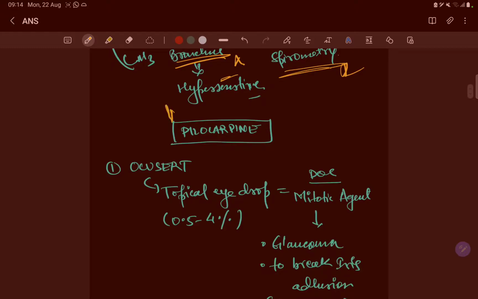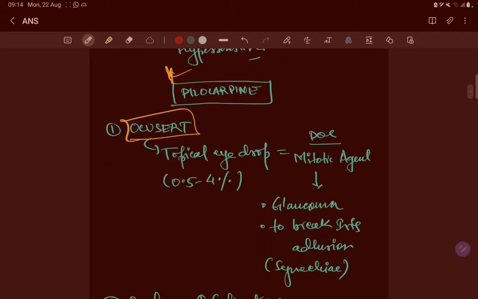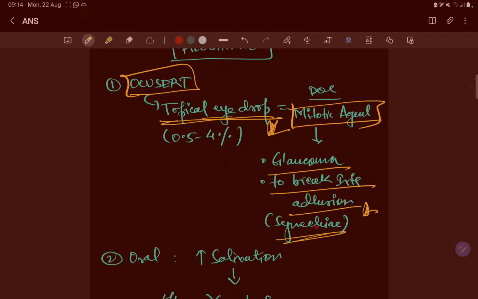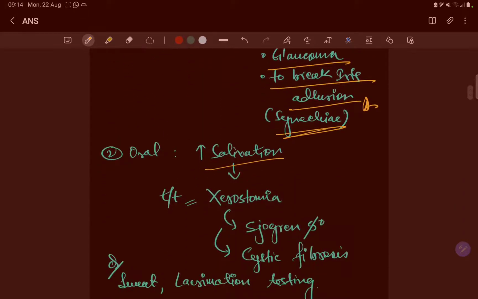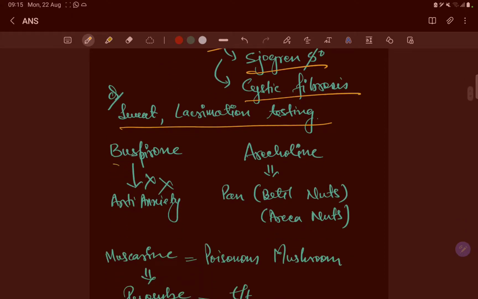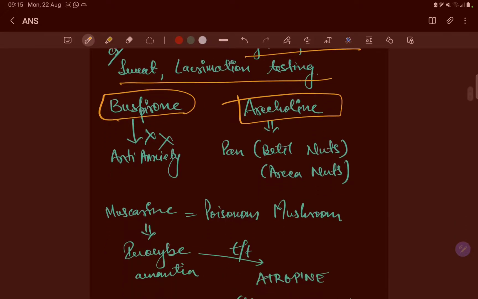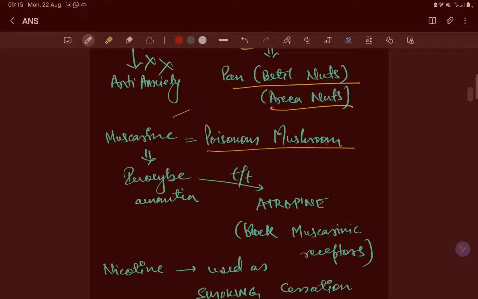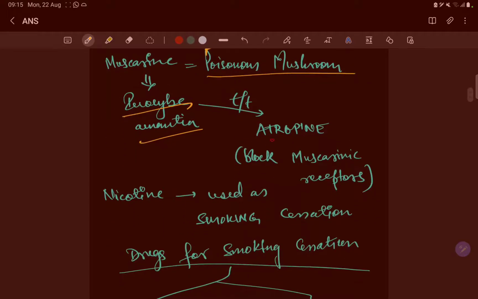Now pilocarpine has an Ocusert, an ocular insert, and now topical eye drops are used. It is the drug of choice as a miotic agent in glaucoma, to break the iris adhesions, that is synechiae. If used orally, pilocarpine increases salivation, for the treatment of xerostomia in Sjogren syndrome and cystic fibrosis. It is also used in sweat and lacrimation testing. Arecoline is from areca nuts, used in betel leaf, paan. Muscarine is found in poisonous mushrooms such as Inocybe; the treatment of that poisoning is atropine, which blocks the muscarinic receptor.